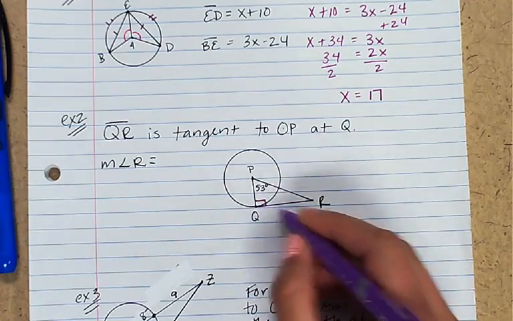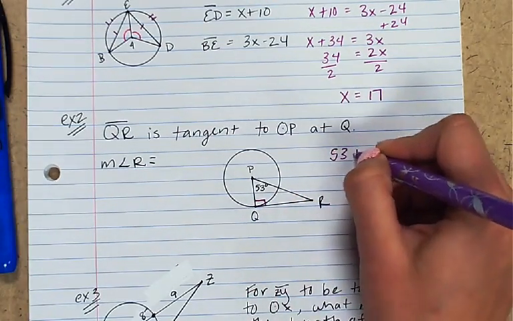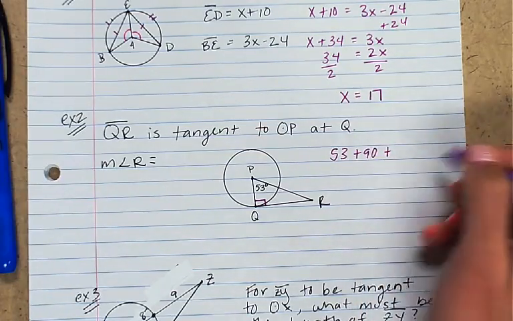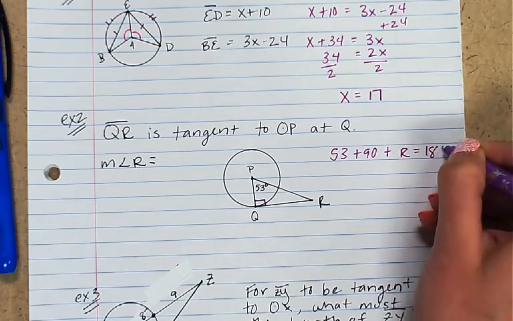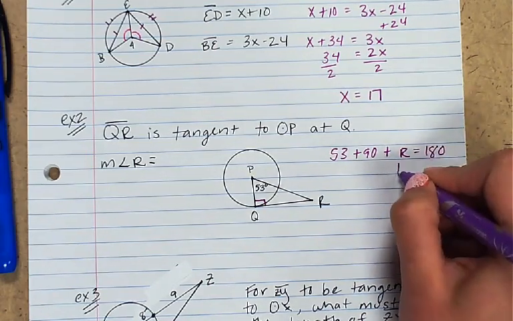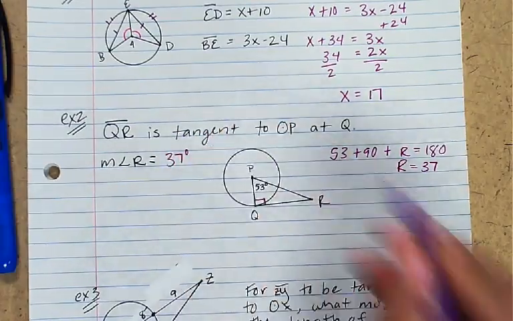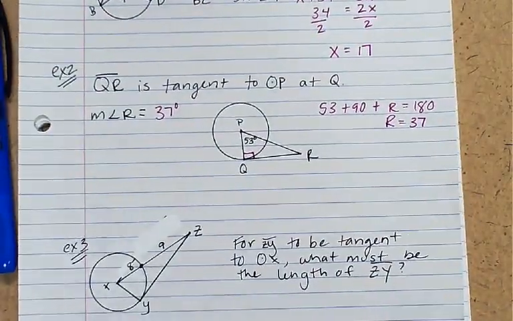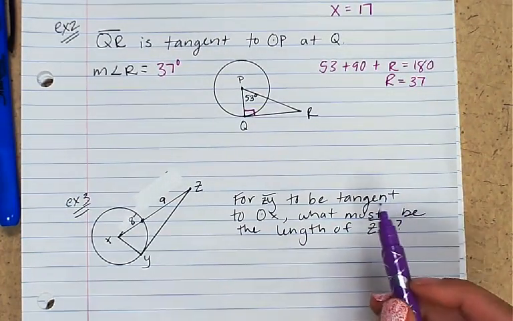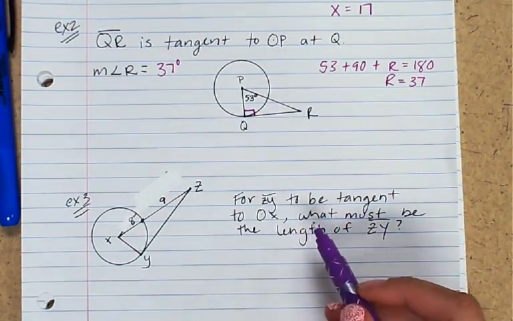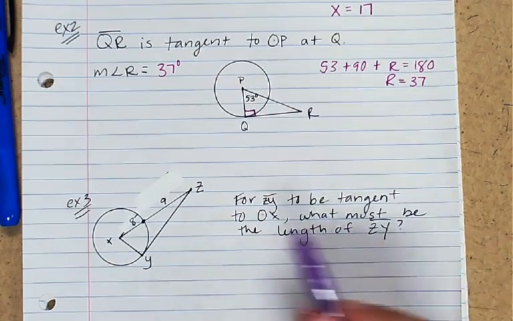And remember that the angles in a triangle have to add up to 180. So 53 plus 90 plus the measure of angle R has to equal 180. So if we subtract off the 53 and the 90, we'll get 37. It's 37 degrees. Okay, looking at the last one here, it says, for segment ZY to be tangent to circle X, what must be the length of segment ZY?